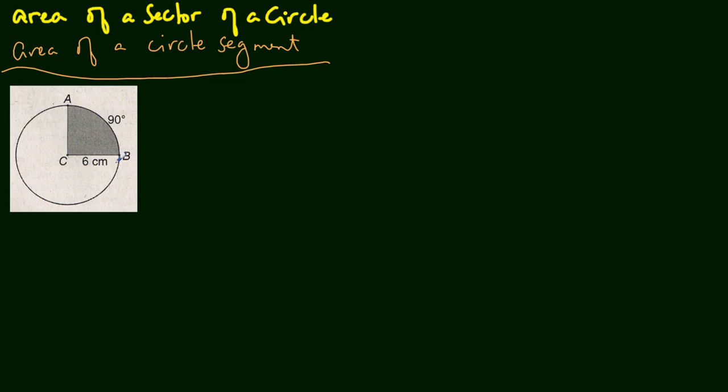Now you can see the figure here. It is one of the examples that I'm going to discuss. It is 90 degrees. We're going to find the area of the circle sector, and then later we are going to look for the length of the arc.